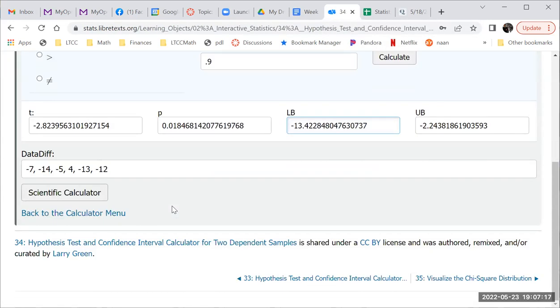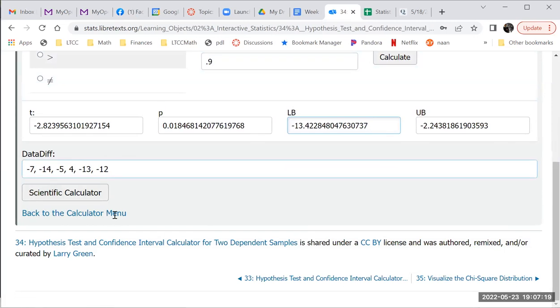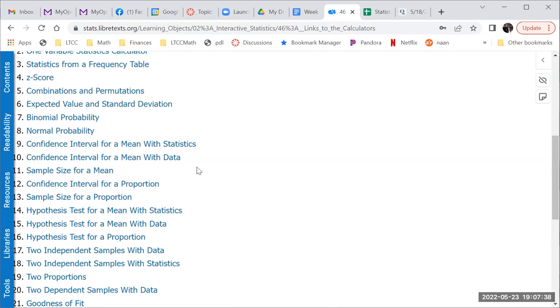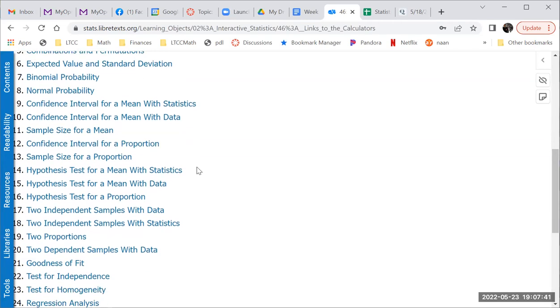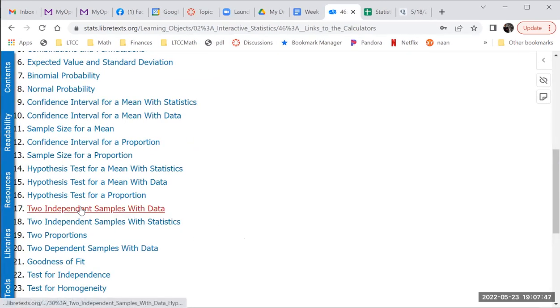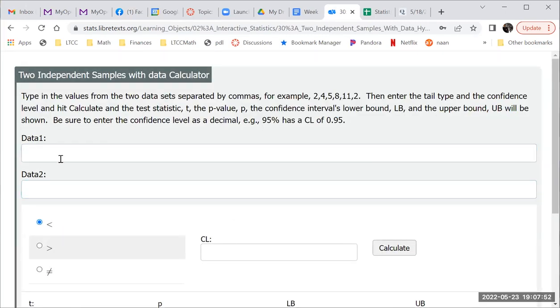If you go back to the calculator, by the way, I did the subtraction to show that when you're doing the difference between two dependent means, you're really doing a hypothesis test for one variable, because it's the variable for the difference. So there's your single variable data. But if I go back to the calculator, and I'm not going to do one of these just to save time, but I want to show you, there's also a two independent samples test with data. It looks very similar to what we just did. That would be if they're independent instead of dependent. Any questions on that?